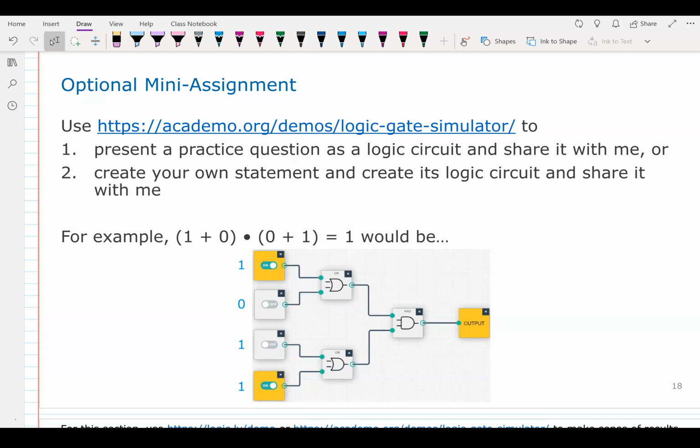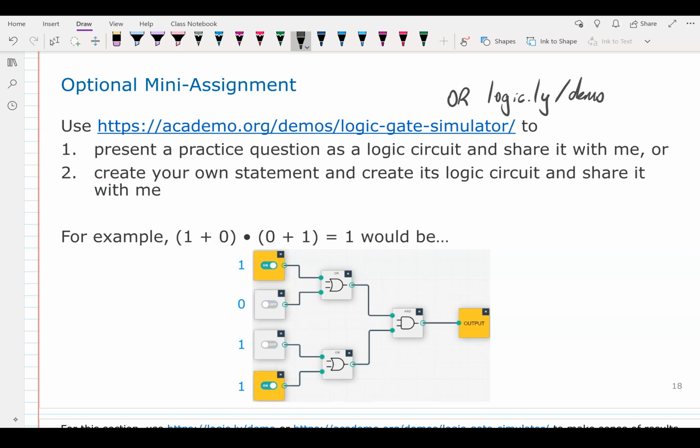So page 18 is just this optional mini assignment. So what I've said is go to this website or a website like it. So you can use academo.org or you can use my personal favorite now, which is logic.ly/demo. That's the one that I've been using most recently to present a given practice question as a logic circuit and then share that with me. So you can share it with me by email, send me a picture of it. You can even drop it in a Dropbox or something, but probably easier to do it by email.